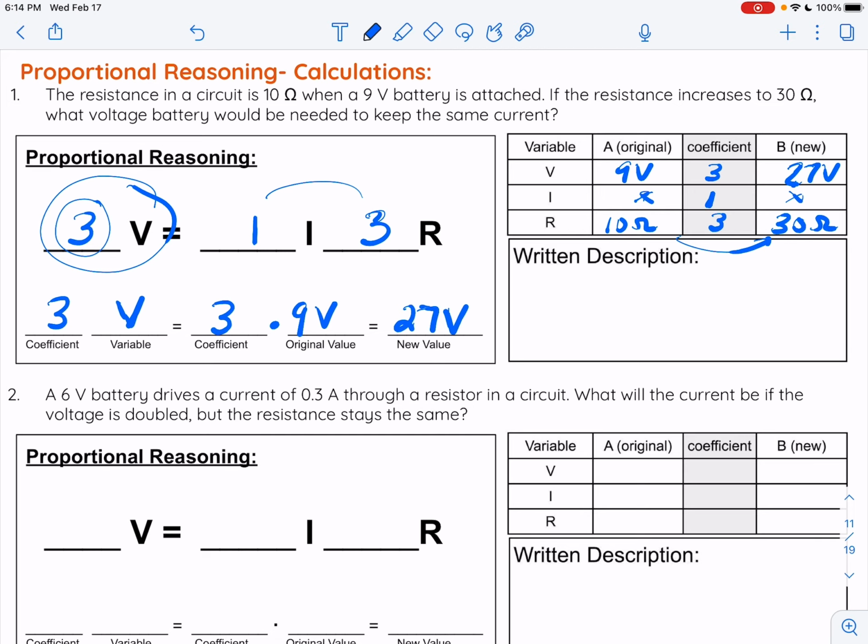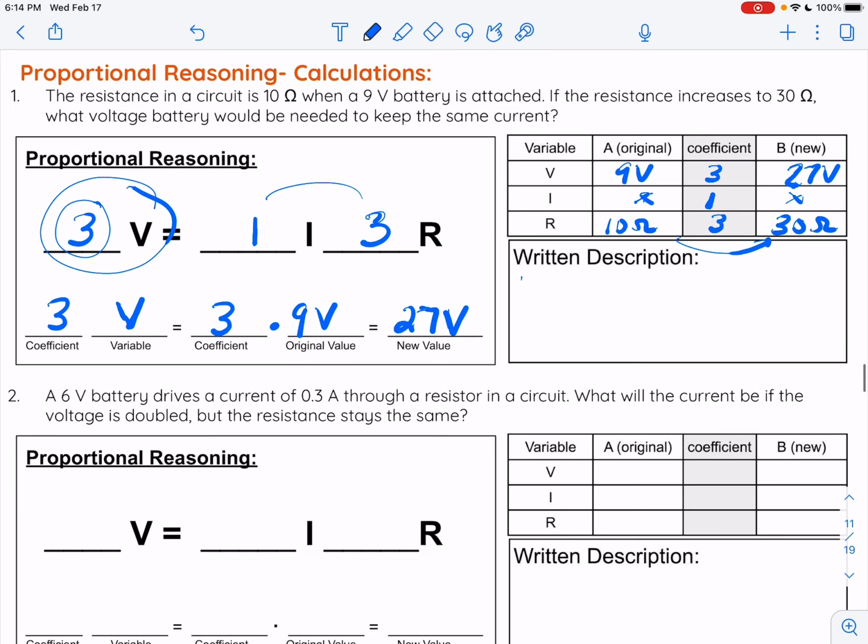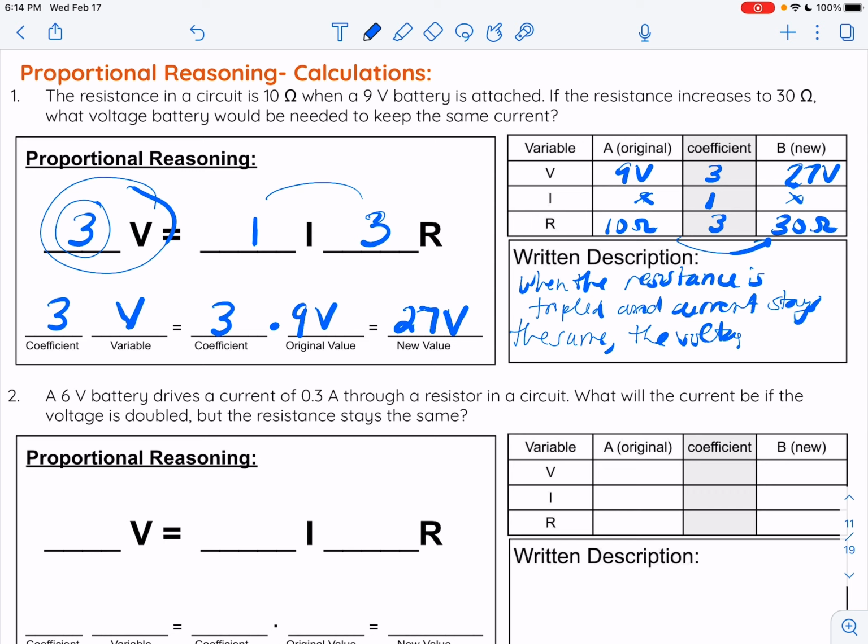And then the written description, I would say when the resistance is tripled and current stays the same, the voltage must triple as well.